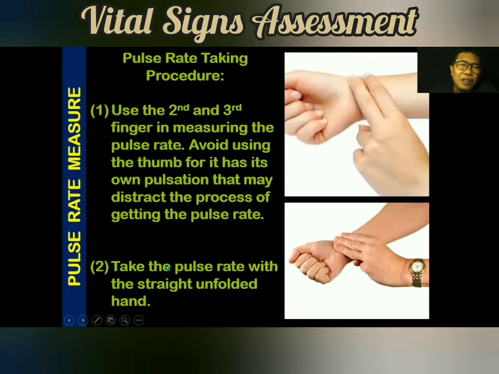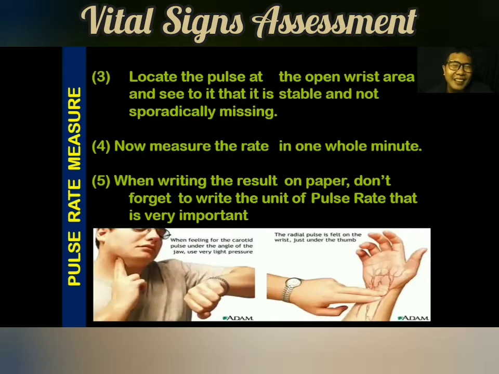Now, because if that is straightened, circulation is normal. If that is folded, there's a tendency that you will measure a falsely low pulse rate because the circulation was disrupted. That is the main reason. Okay, the third procedure, locate the pulse rate at the open wrist area. Okay, this one, you locate it here. And see to it that it is stable and not sporadically missing.